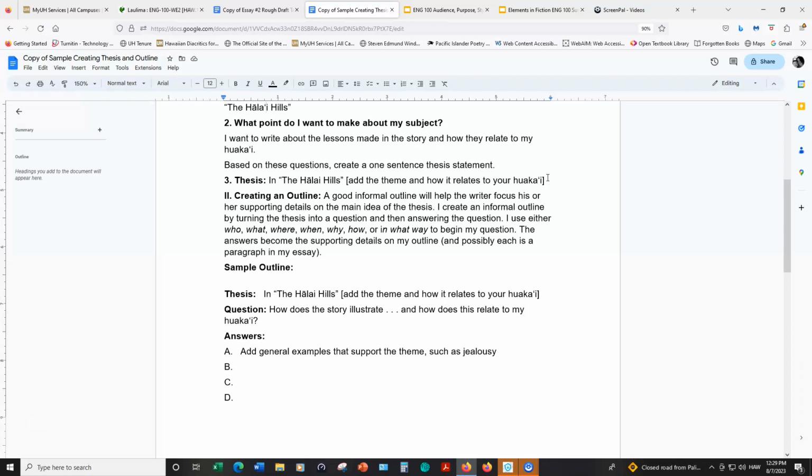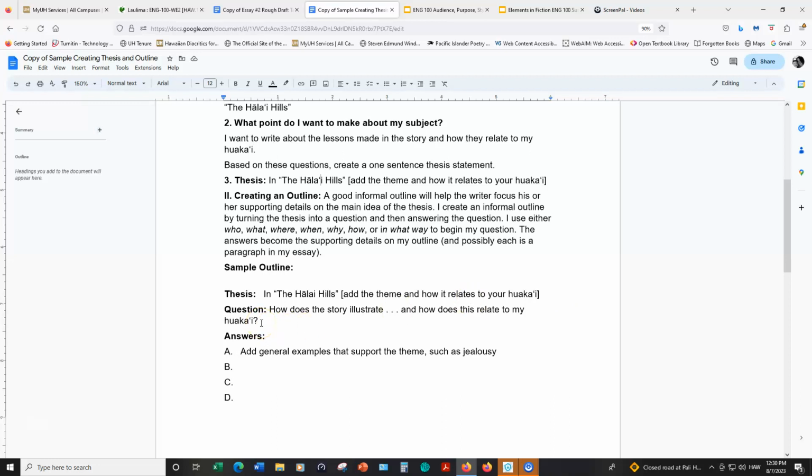But as a way to get started, I used in The Hawaiʻi Hills, and here again, missing the ʻokina. Hawaiʻi Hills, and then whatever point you want to add about the theme, and then how that theme relates to your huakaʻi. So from there, you'll jump down to this section. It's a little bit repetitive, I know, but add your thesis.